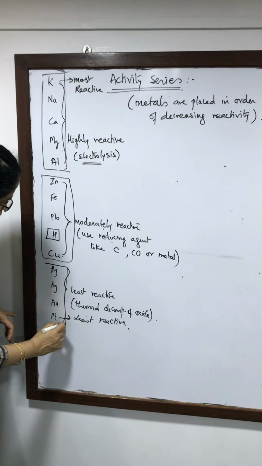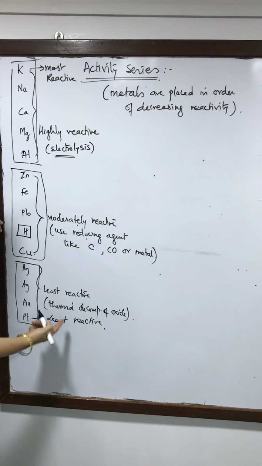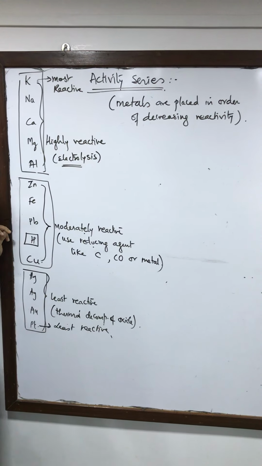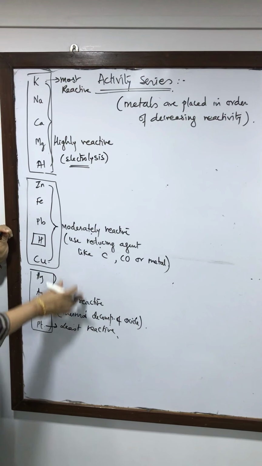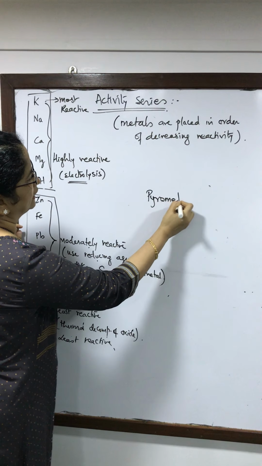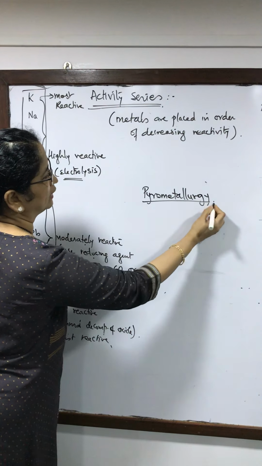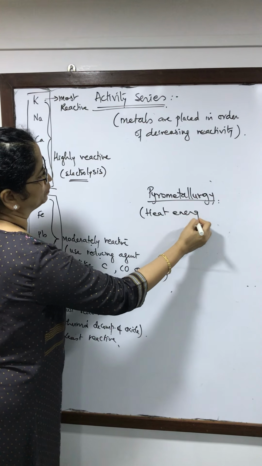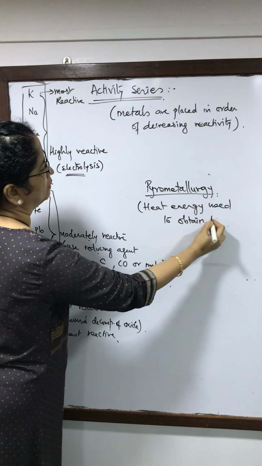Metals which are placed at the bottom of the series like mercury, silver, gold are least reactive, and they can be obtained by simply thermal decomposition of their oxides. Platinum is least reactive. Now in extraction of the metal, if we are going to use heat energy, then that process of metallurgy is called pyrometallurgy. So in pyrometallurgy, heat energy is used to obtain the metal from the ore.